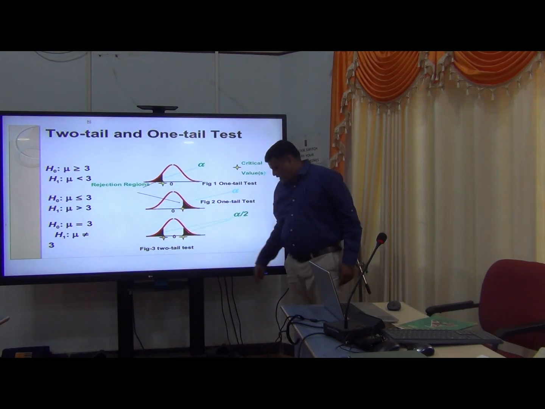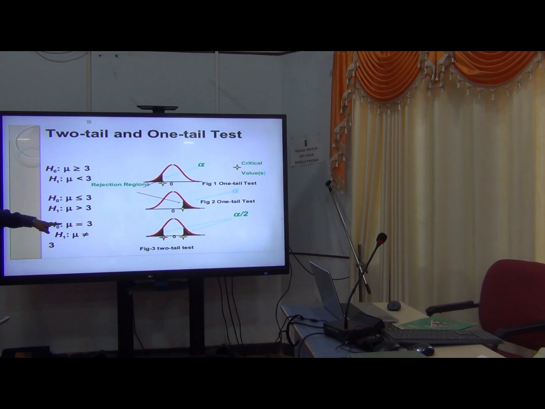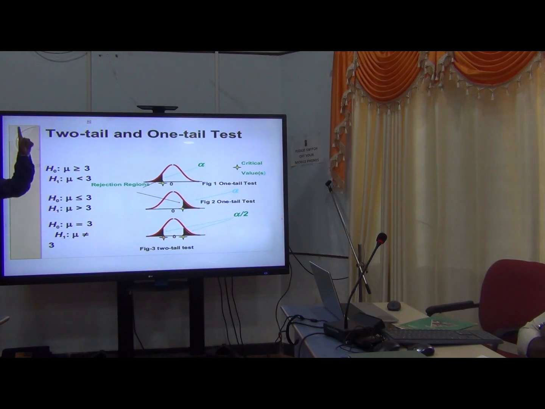Here, your null hypothesis is that mu equals 3. Mu is the population mean. X bar is the sample mean. Sigma is the population standard deviation. S is the sample standard deviation. That is basic statistics, and we shouldn't forget it. Sigma square is the population variance. S square is the sample variance. So you have to be careful about this.